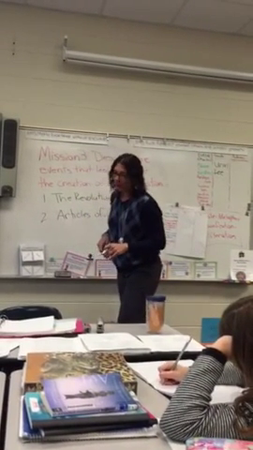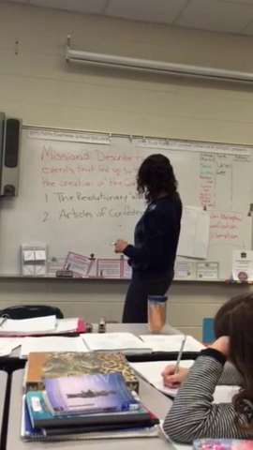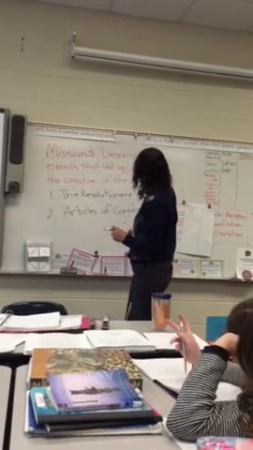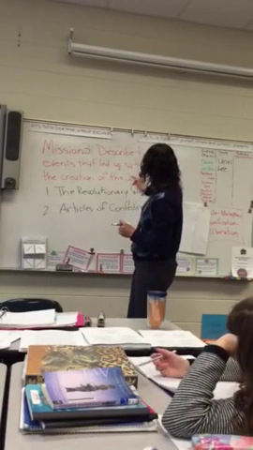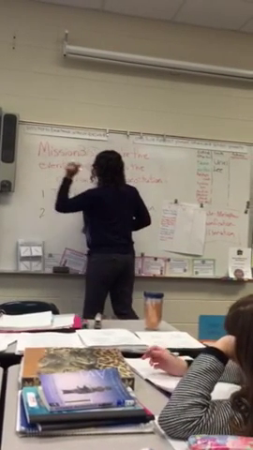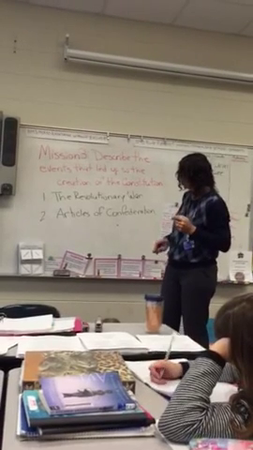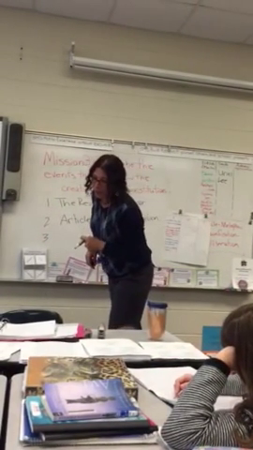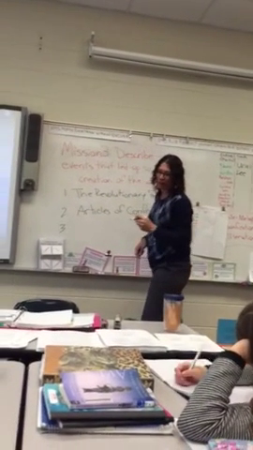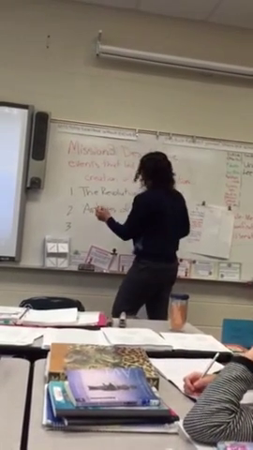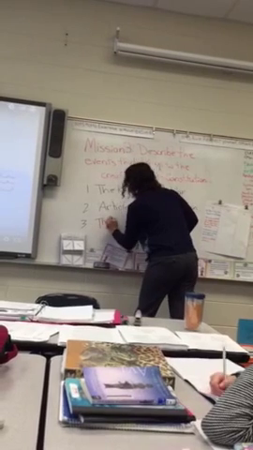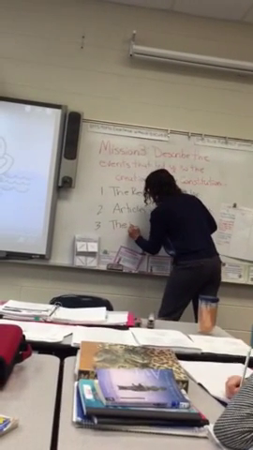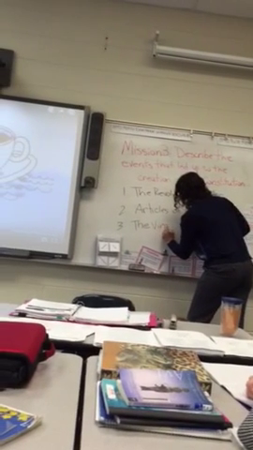Mission 3 describes the events that led up to the creation of the Constitution. Articles of Confederation. And there's also the Virginia Plan. This is something you all are going to have to look up in your table teams when you get together. I want to know about the Virginia Plan.